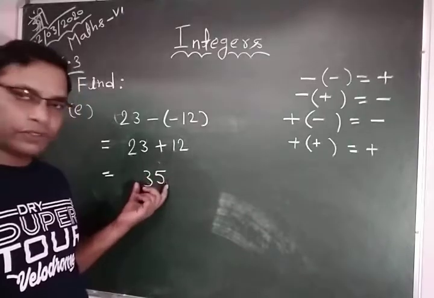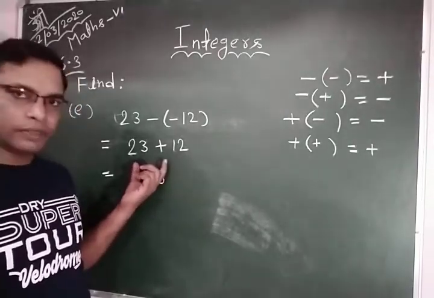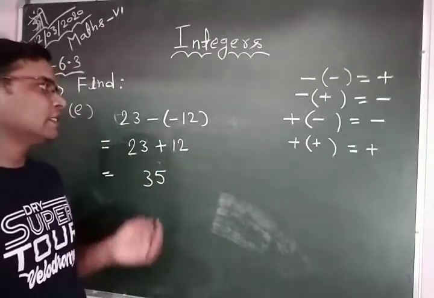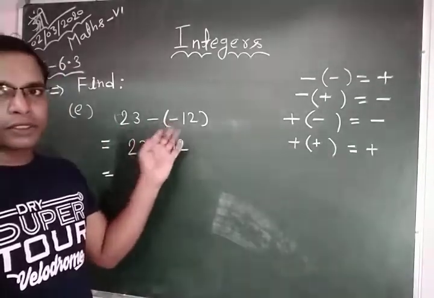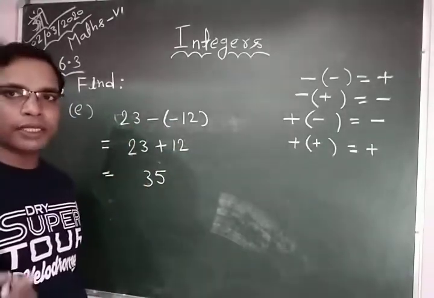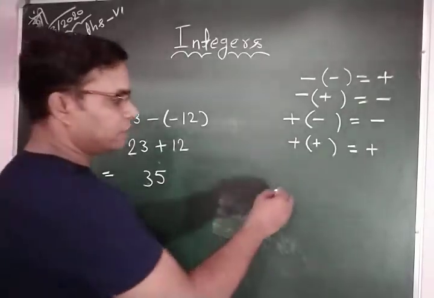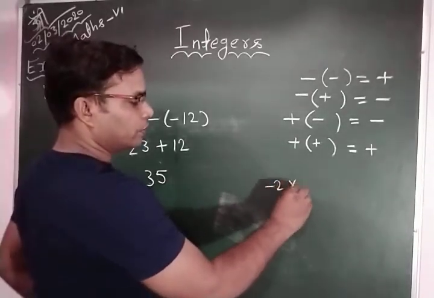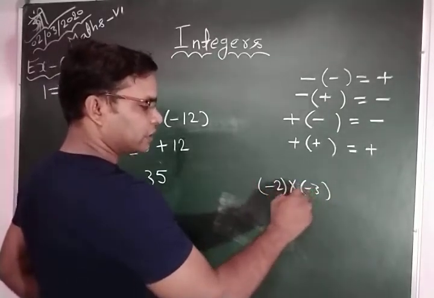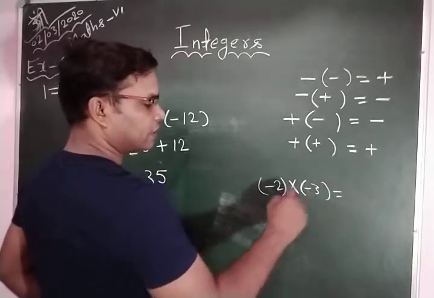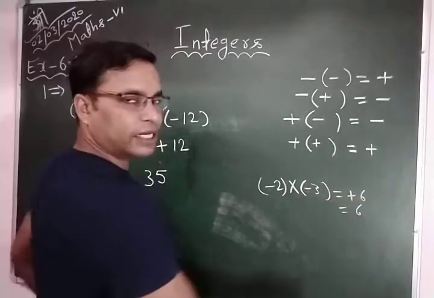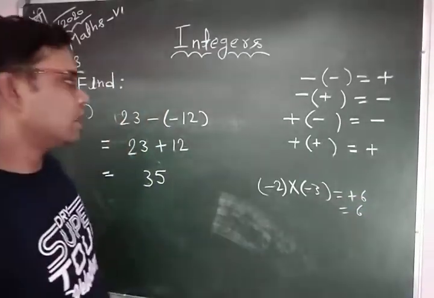Students, I hope all of you understood this sum. Okay, here you can see 23 minus, in bracket, minus 12 is given. So minus into minus becomes plus. For example, if you have minus 2 into minus 3, so minus into minus first becomes plus, after this 2 into 3 becomes 6, plus 6, or simply you can write only 6.